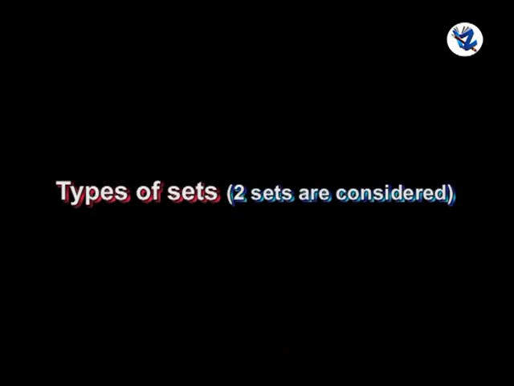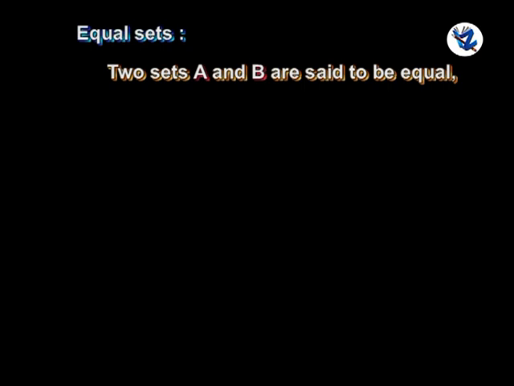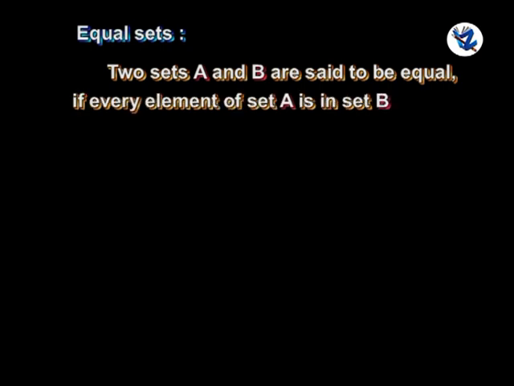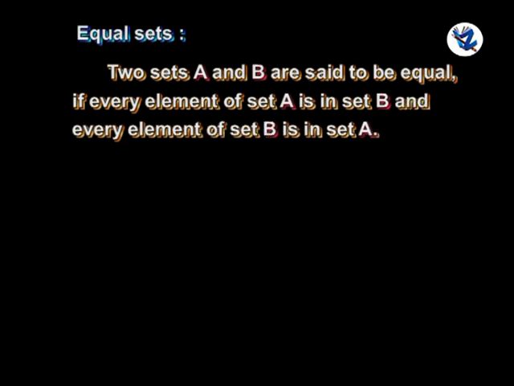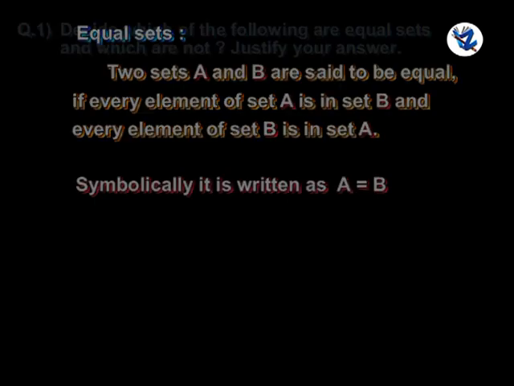Now the next type is when two sets are considered. So the type is equal sets. Two sets A and B are said to be equal if every element of set A is in set B and every element of set B is in set A. Symbolically, it is written as A is equal to B.